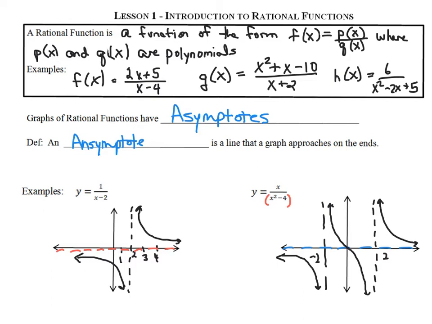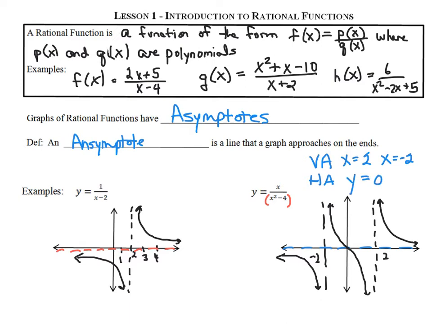Your graph should look like the one that I've sketched. You'll notice that I have two vertical asymptotes. We abbreviate vertical asymptotes with the letters VA. And those are occurring at x equals positive 2 and x equals negative 2. We also have one horizontal asymptote. That one is the line y equals 0.